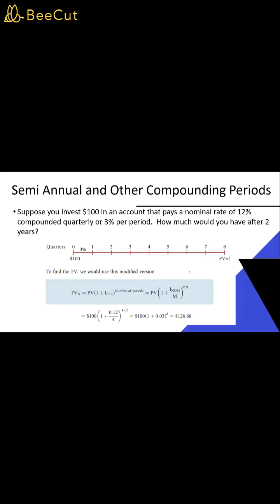And right over here, if we really just wanted to put it all in a formula, it would be this right over here. Present value brackets 1 plus nominal interest rate divided by m to the power of m into n. And here, if we plug it all in, we would be getting 126.68. And so 126.68 is what the future value is going to be in this question.